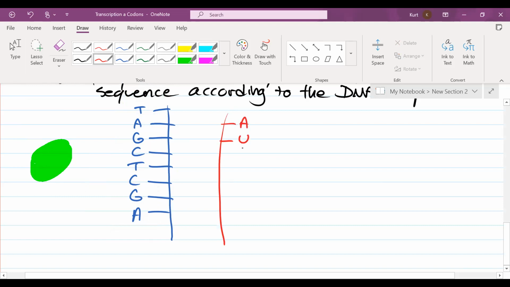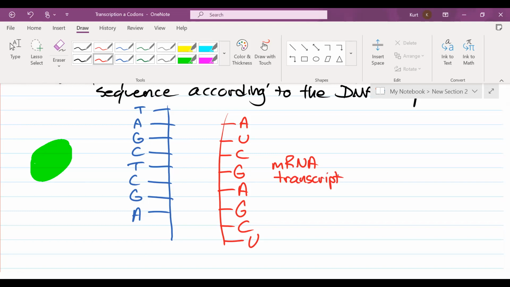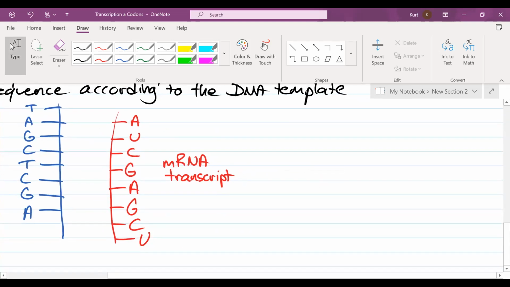So let's make our RNA. A, U, C, G, A, G, C, U. That is correct. This is what we call our mRNA transcript. This is what that sticky note was in my weird analogy about trying to get the cheat code. This is what's written on the sticky note, actually. It's the complement to the gene sequence that you wanted to transcribe.